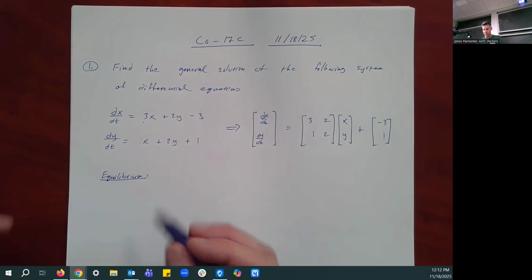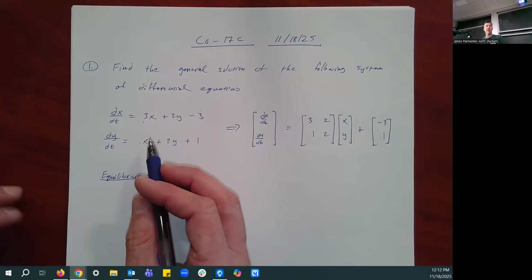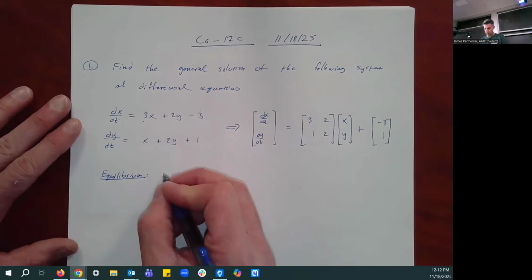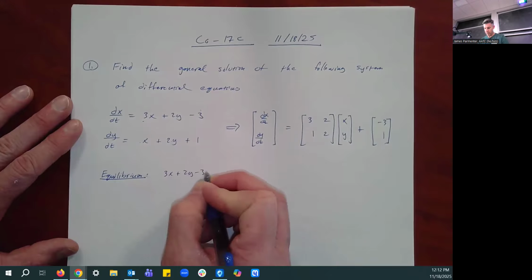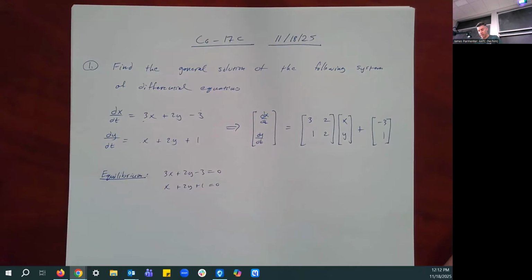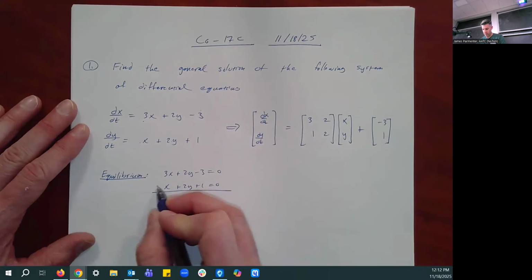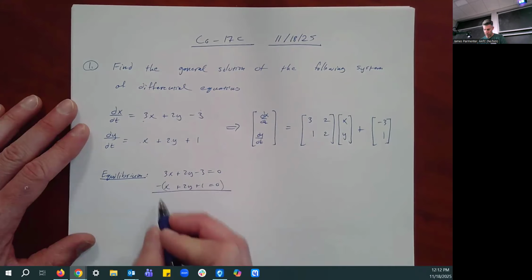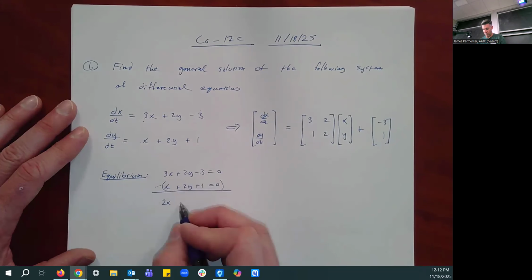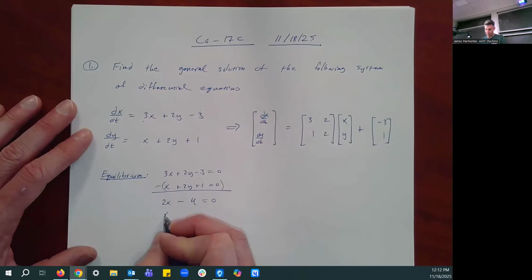I'll remind you, to find the equilibrium, you're just trying to find the one point, the one (x, y) coordinate, where both equations are equal to 0 at the same time. You can solve this system in any way you'd like. Since both y's have the coefficient of 2, I'm going to subtract the second equation from the first because that seems like the fastest way. So 3x minus x is 2x, 2y minus 2y is 0, and negative 3 minus 1 is negative 4. So that means x is going to have to equal 2.